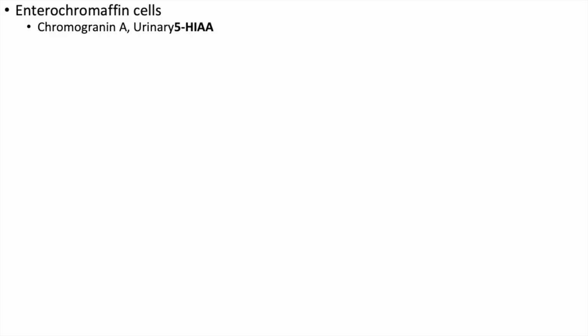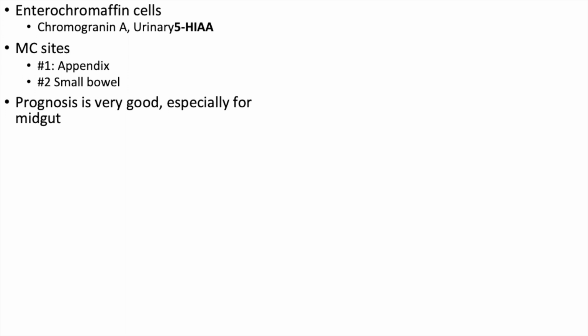So we need to know these are enterochromaffin cells or EC cells. We know that there's going to be chromogranin as a blood test, and then urinary 5-HIAA. Those are the tests that can sometimes demonstrate that you have a neuroendocrine tumor. Most common sites, number 1 is the appendix, number 2 is small bowel. Prognosis is very good, especially for the midgut tumors. So small bowel, appendiceal, and cecal tumors have extremely long overall survival, and these patients do very well. Carcinoid syndrome, remember flushing and diarrhea, also bronchospasm, and then heart disease, TIPS: tricuspid insufficiency, pulmonic stenosis.